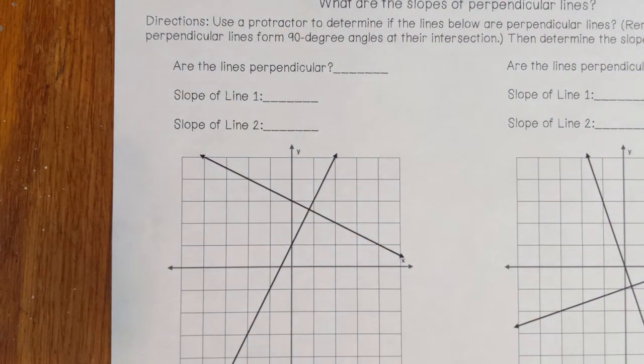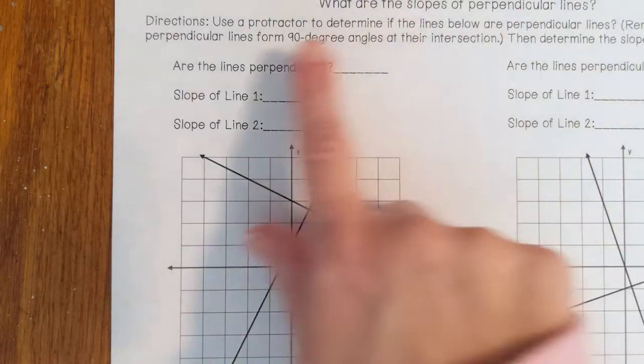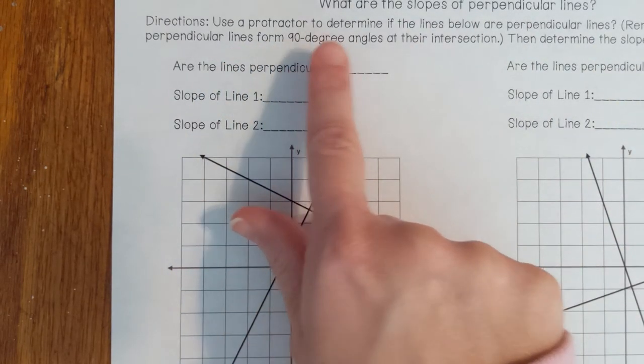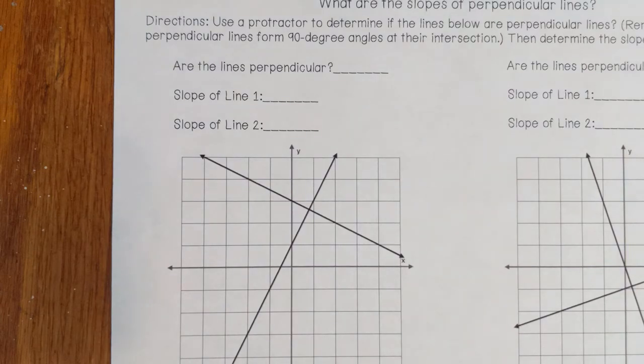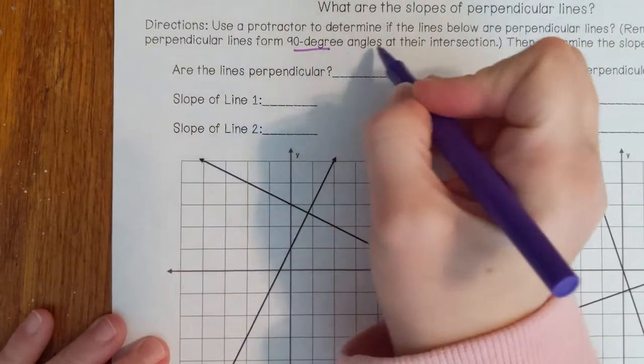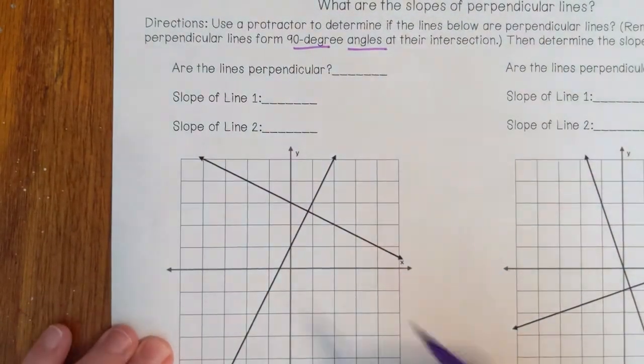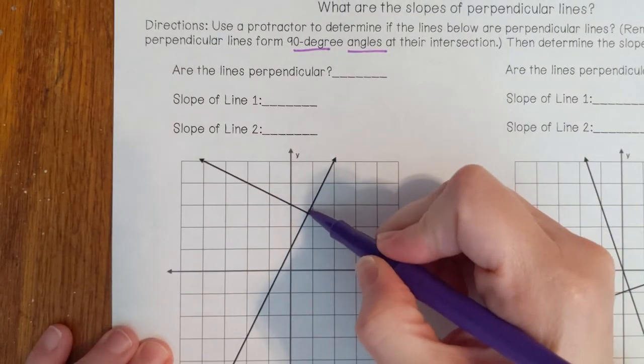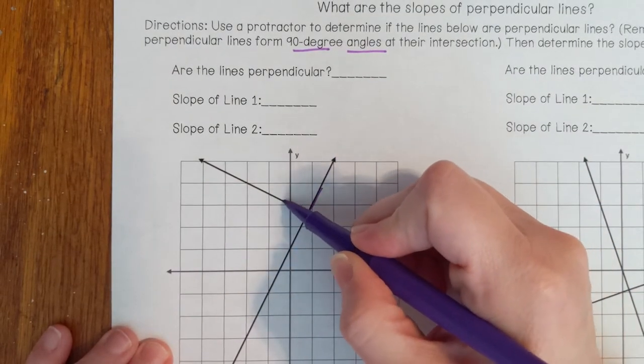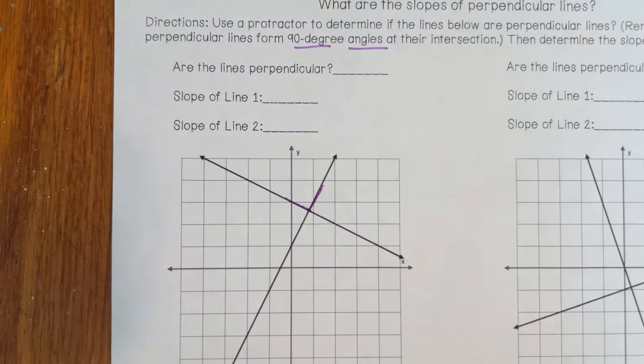So let's refresh ourselves. What does perpendicular even mean? If you have two lines that are perpendicular, what does it mean? Well, remember, they form a 90-degree angle at their intersection. So where they meet, for instance, this angle here would be 90 degrees.